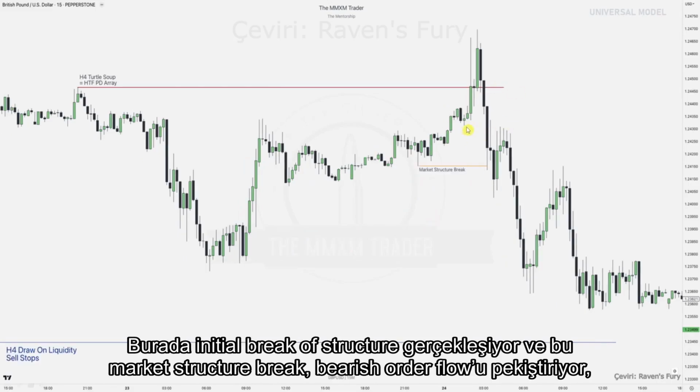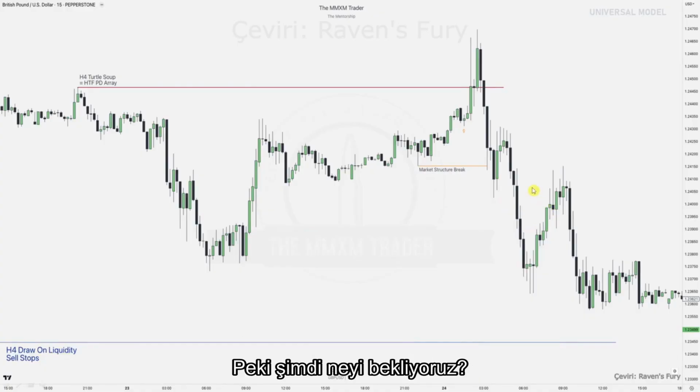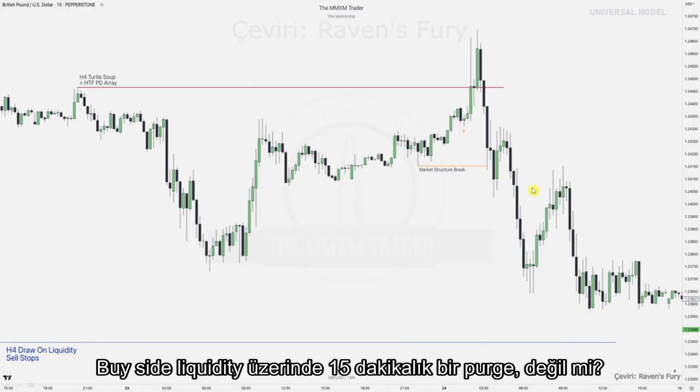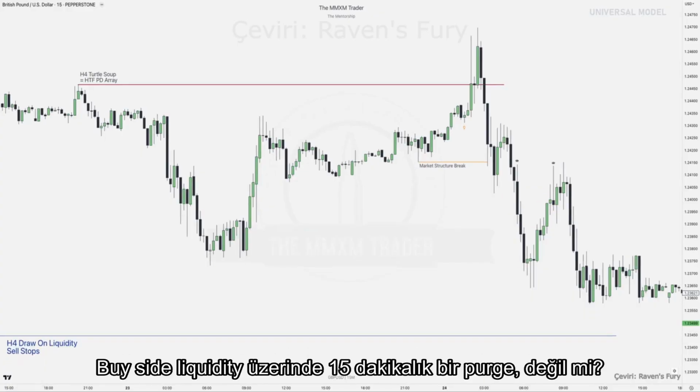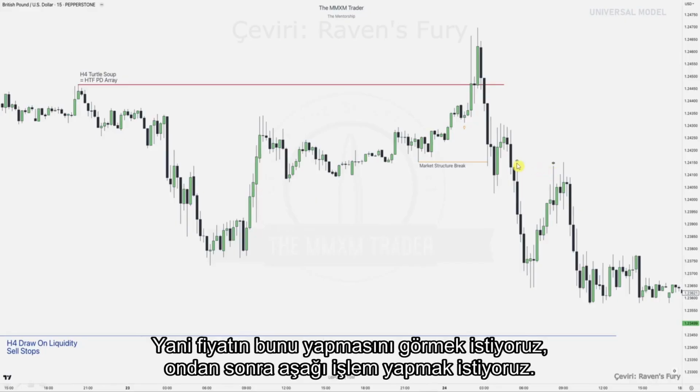We can see initial break of structure happens here and this market structure break solidifies this bearish order flow, right? So over here we're trading lower and lower and lower, still not hitting that draw on liquidity, right? So now we wait for what? A 15-minute purge on buy side liquidity, right? We look at these highs over here, relative equal highs, right? This is low resistance liquidity, so we want to see this go before we want to trade lower.